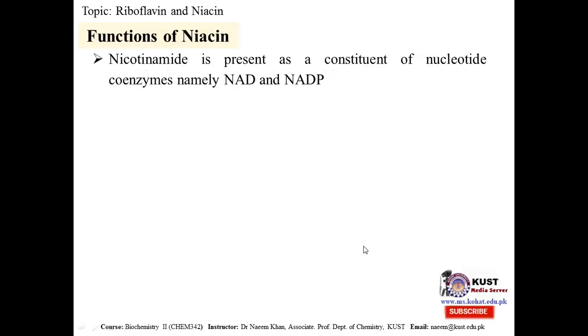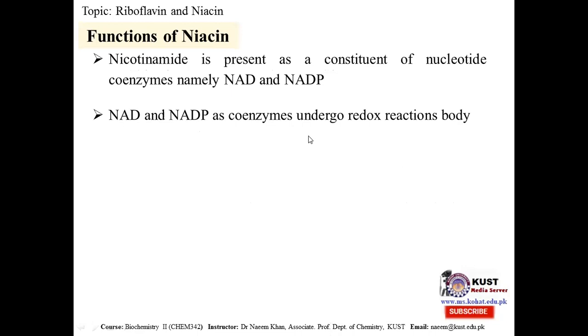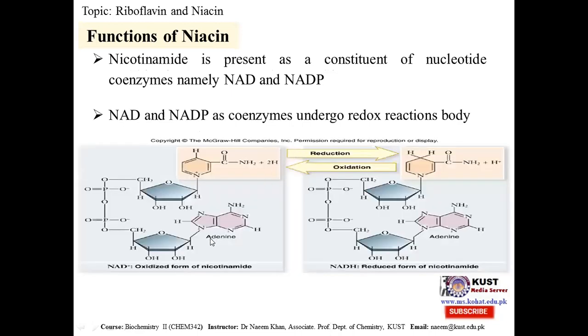Nicotinic acid or nicotinamide, or we can say niacin, is the important constituent of these two coenzymes, NAD and NADP. And these two coenzymes are involved in redox reactions. Here, we can see that this is NAD, and NAD is accepting a proton here. When it is reduced, it accepts a proton. When it is oxidized, it releases a proton. So in this way, it is involved in the oxidation reduction reaction. This is NAD, nicotinamide adenine dinucleotide.